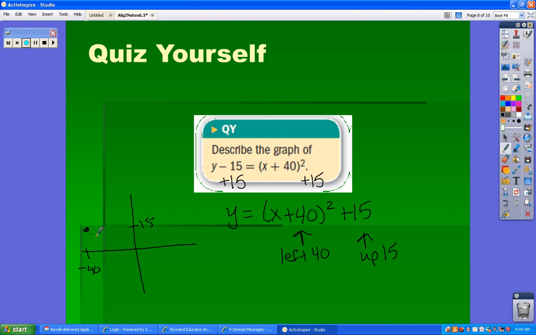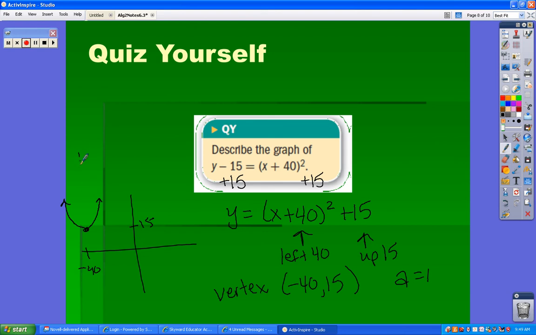That is my vertex. So if I'm going to describe the graph, I'll say the vertex is at maybe negative 40, 15. I would say it's smiling because A equals 1 here. So it's smiling, and it is a standard parabola. And I'd say maybe it's in quadrant 1, 2. It's in quadrant 2. I don't know what else we could say.